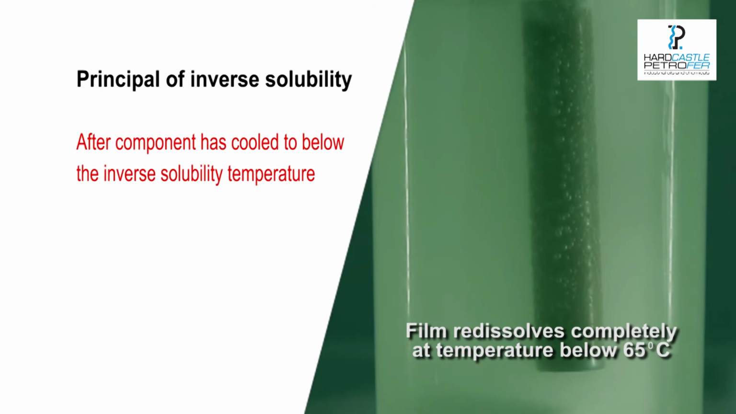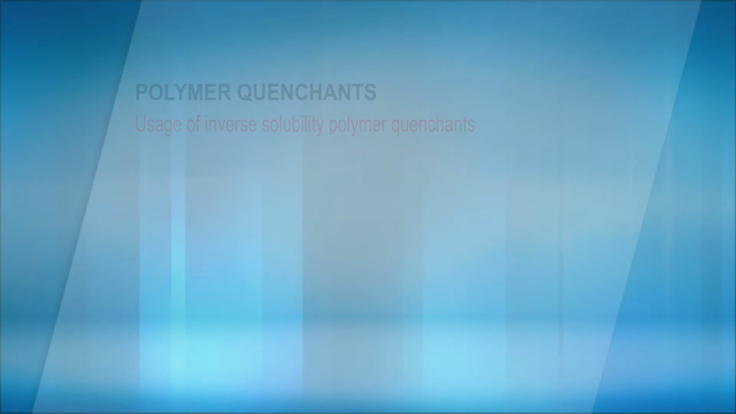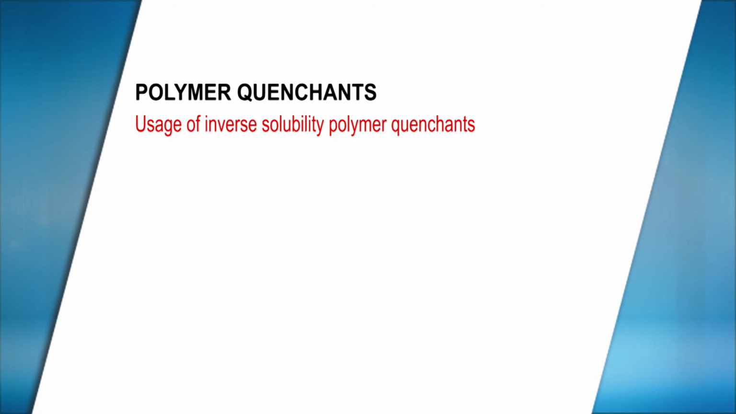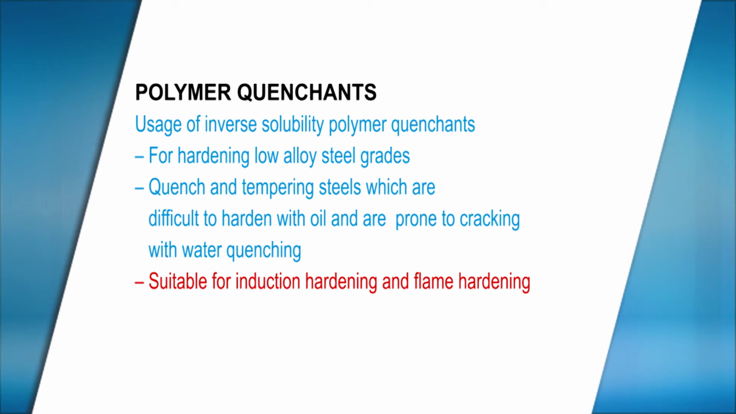When the component cools to below the inverse solubility temperature of the polymer solution, the film starts to redissolve completely, thus ensuring the drag out of the polymer remains low. Hence, these polymer quenching solutions are very economical in use. Inverse solubility polymer quenchants are used in quenching baths, mainly for hardening low alloy steel grades, quench and tempering steels, which are difficult to harden with quenching oil, but which are prone to cracking with water quenching. They can also be used for induction and flame hardening processes.